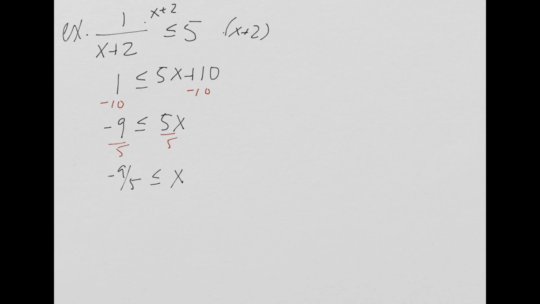How would you write this as your answer? You'd write negative 9/5 to infinity, including the negative 9/5. Now for all of these, we just had one inequality. You just got to remember, if you're going to divide or multiply by a negative, flip it. But with inequalities, you can actually have more than one.